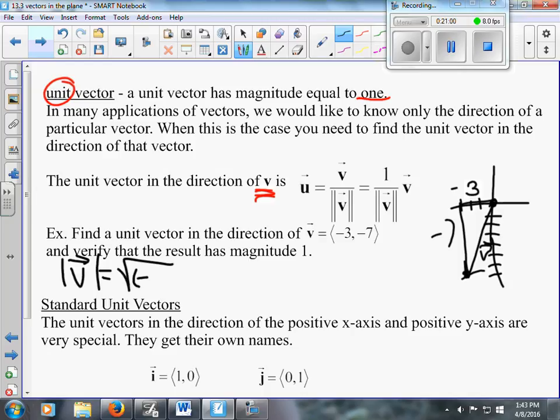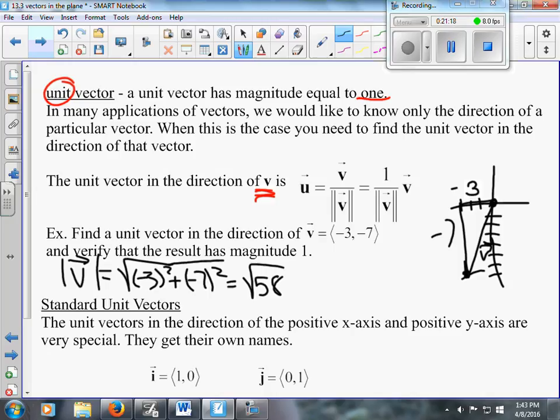Kind of ran out of room. So the unit vector is -3 over square root of 58, -7 over square root of 58. And we will not rationalize that denominator. That would be ridiculous. So that is our unit vector.